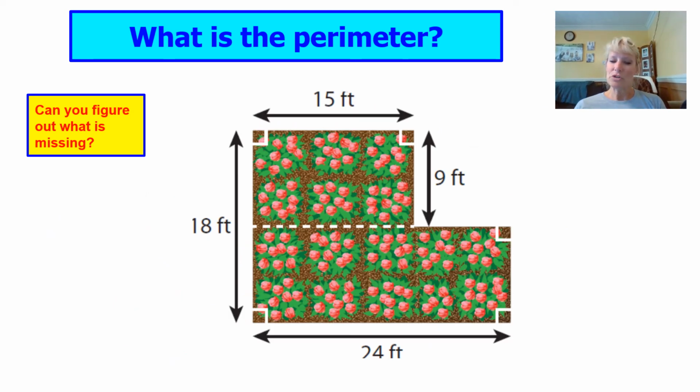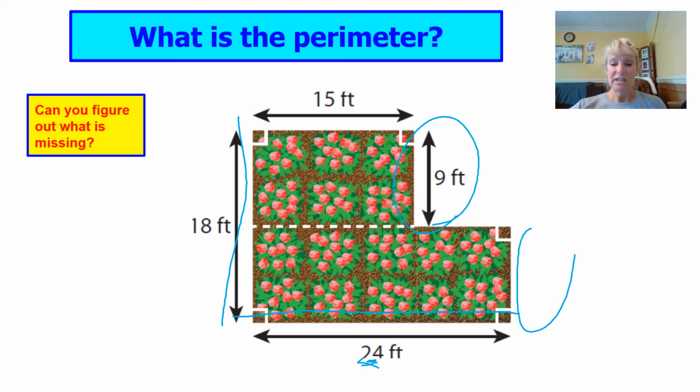All right, what's the perimeter here? There's something missing. First thing I want you to notice is that this says a 24 down there. It didn't come out very good. We have 24 going along here. We have 18 going here. And I've got 9 on this side, but I have nothing here. This is kind of the mystery, and this, of course, is 15.